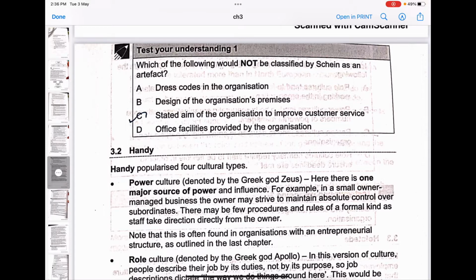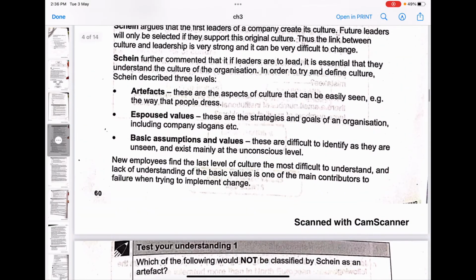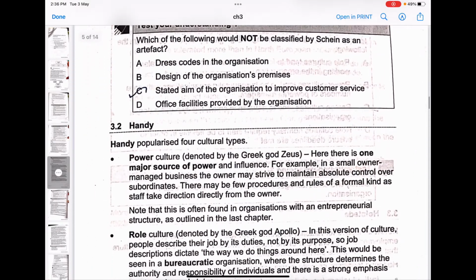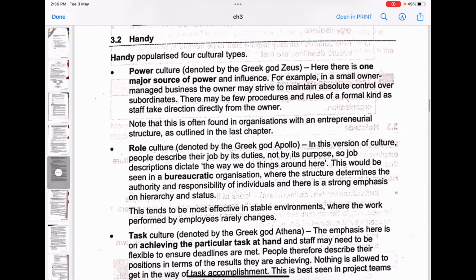Let's still see the D part. Office facilities provided by the organization, that also can be seen. So the answer is C, which would be classified as one of the organization's espoused values. Espoused values is about customer service, etc. What was espoused values again? Strategies and goals of the organization. So that was it about Schein.